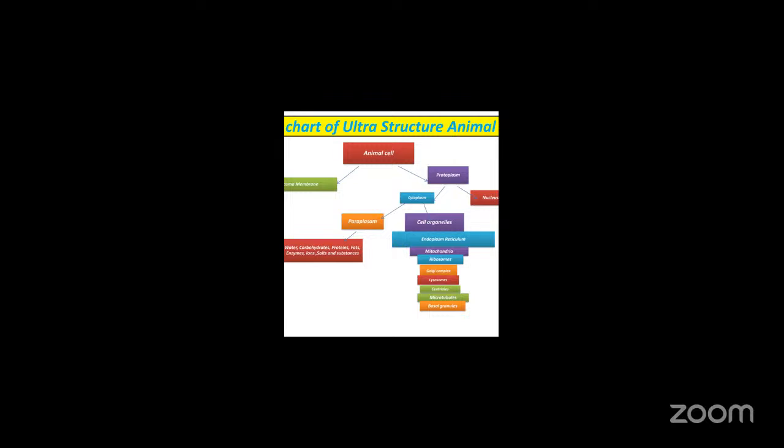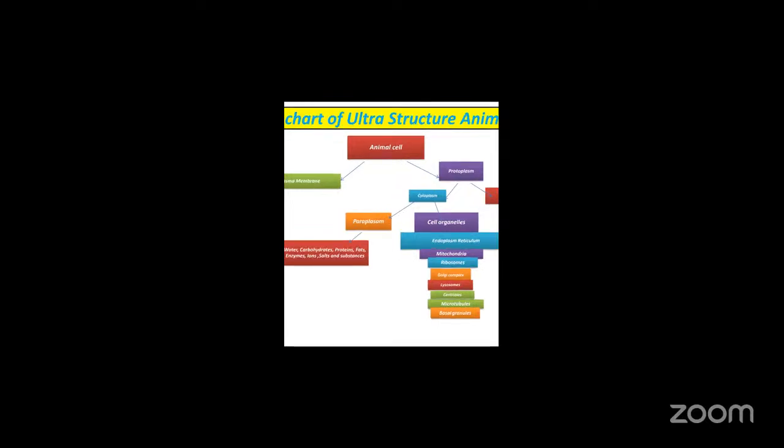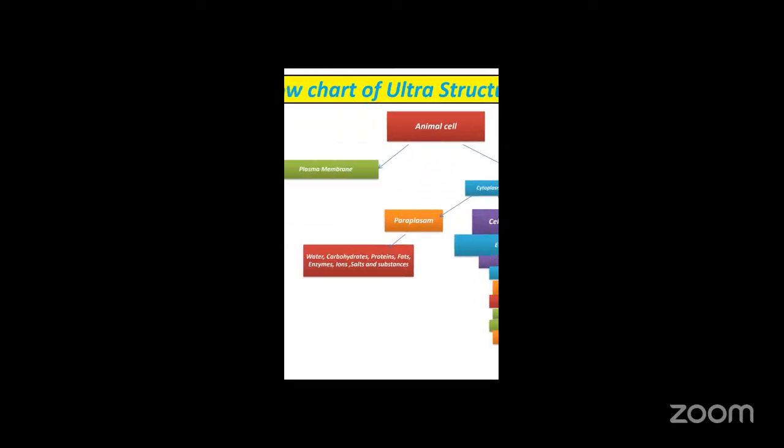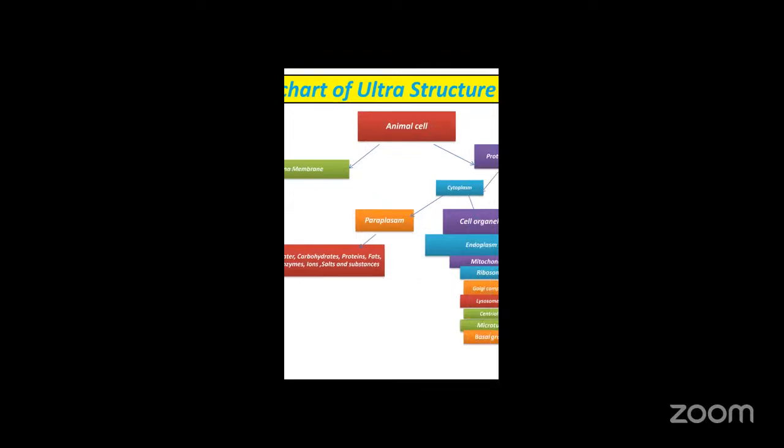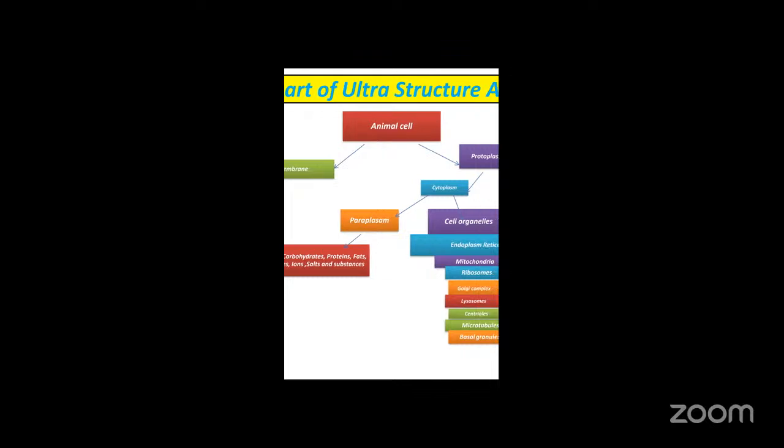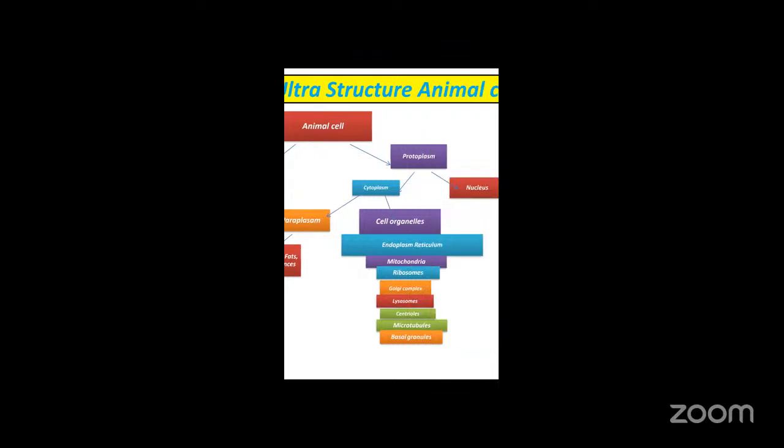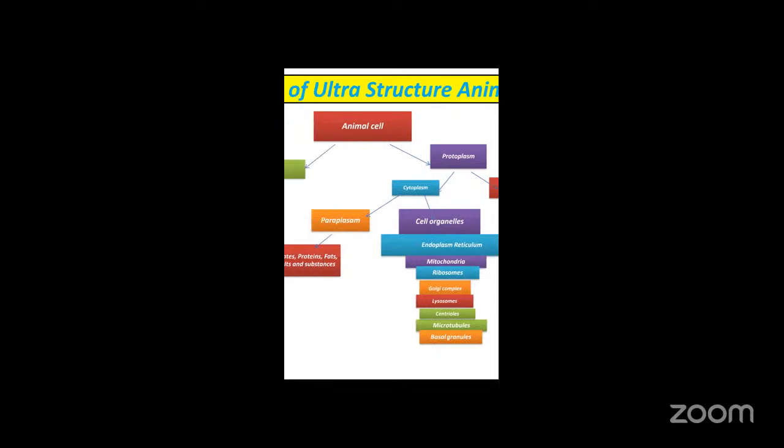Okay. So if you look at this flow chart, now see here, this is the animal cell. Just now I have told you, this animal cell consists of an outer layer, which is bounded by a membrane called the plasma membrane. And beneath this plasma membrane, you have got the protoplasm. And this protoplasm is differentiated into cytoplasm as well as the nucleus. And this cytoplasm again has got the paraplasm, and it also has got the cell organelles.